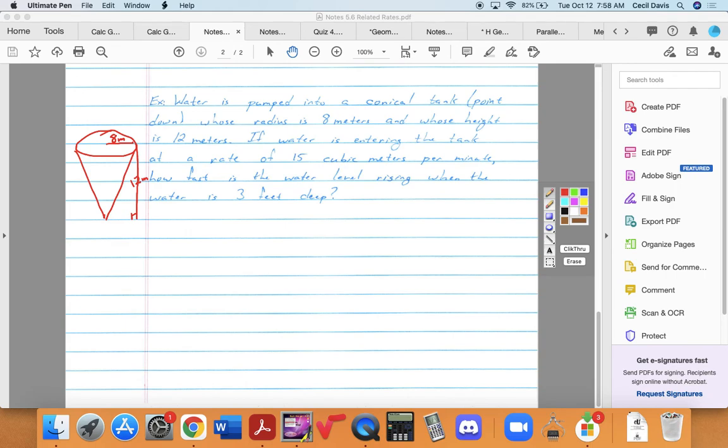Now, water is entering the tank at a rate, so that tells you immediately, oh, that's one of those d-something-dt's, of 15 cubic meters per minute. Okay, so let's stop there. 15 cubic meters per minute. Cubic meters is a measure of what? Volume. So dV/dt is equal to 15 cubic meters per minute.